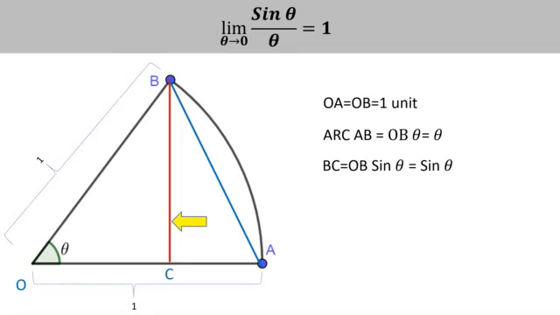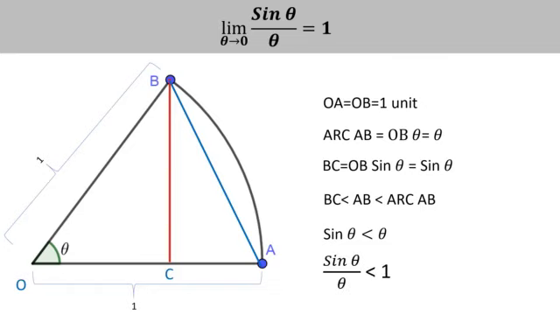Now in the triangle ABC, AB is the hypotenuse. So AB is greater than BC, or we can say BC is less than AB. And line segment AB is smaller than the length of the arc AB. Hence, sine theta, which is equal to BC, is less than theta, which is equal to the length of arc AB. So sine theta by theta is less than 1. Now let us go to the next part.